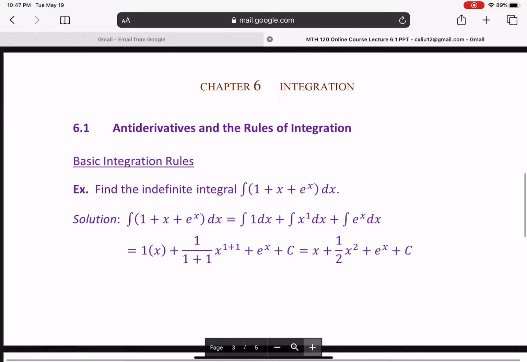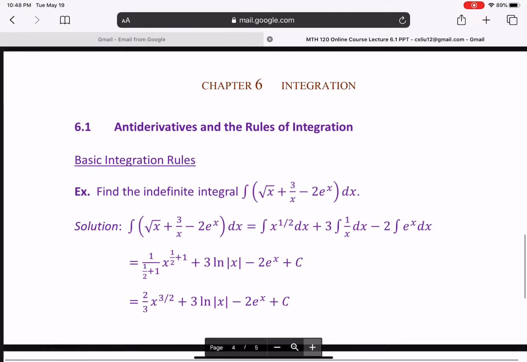Let's do some simple examples. Find the indefinite integral of 1 plus x plus e to the x. So we have 3 terms in the integrand that we can break up into 3 integrals. In the first term, we have 1 to integrate. We get 1 times x because 1 is a constant. In the second term, we can rewrite x as x to the 1. So we can use the power rule to get 1 over 1 plus 1 times x to the 1 plus 1. The power rule says when you integrate x to the n, you get 1 over n plus 1 times x to the n plus 1. So n equals 1 here. In the third term, we just get e to the x. So at the end, we get x plus 1 half x squared plus e to the x plus c.